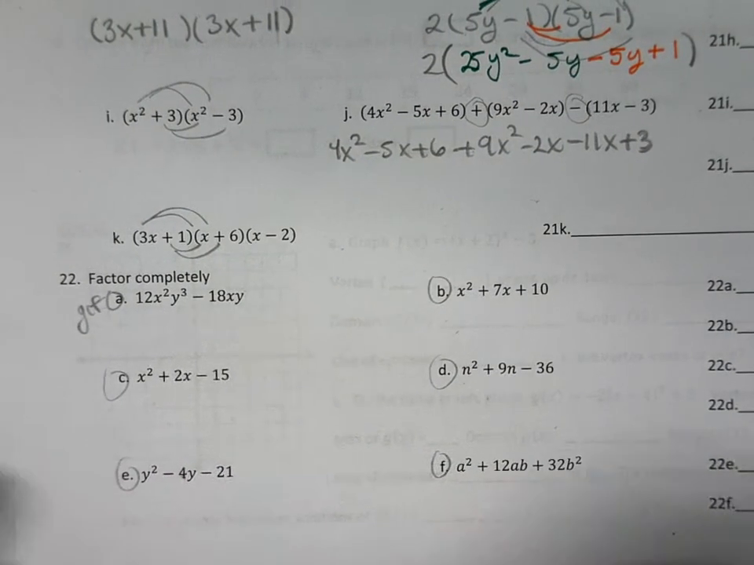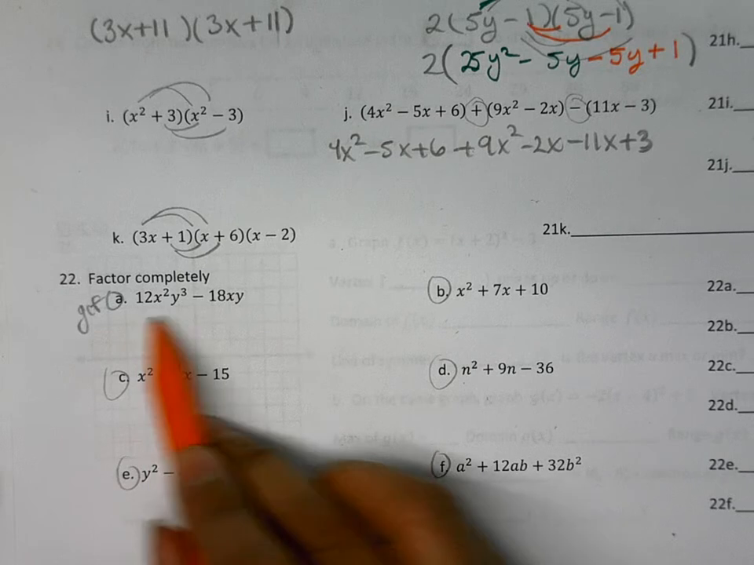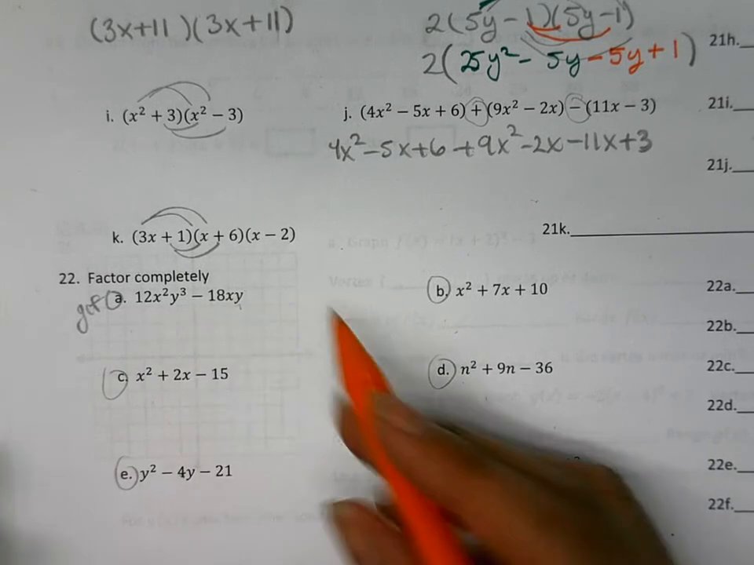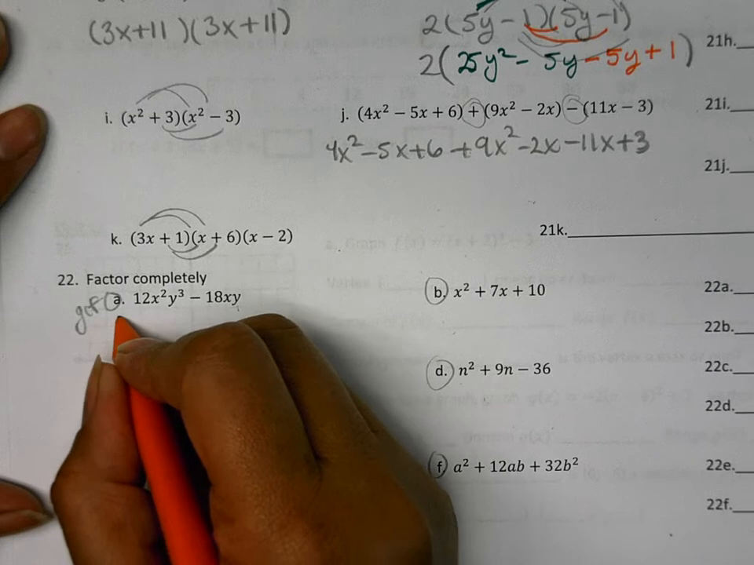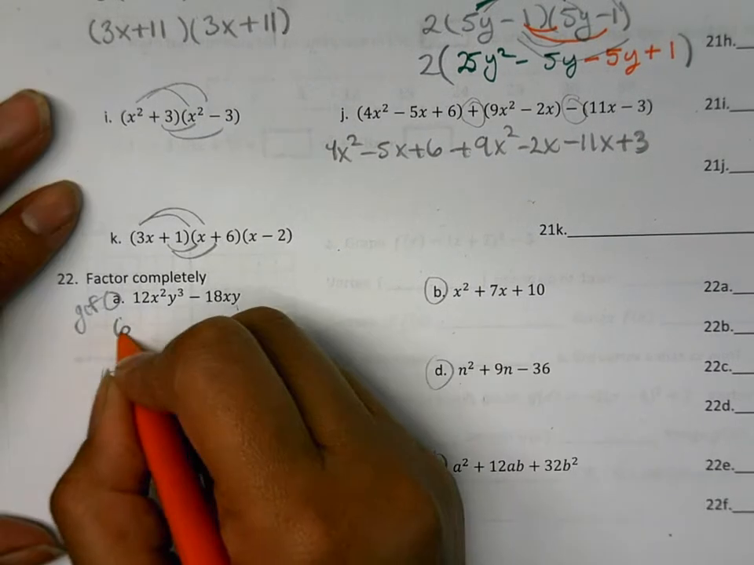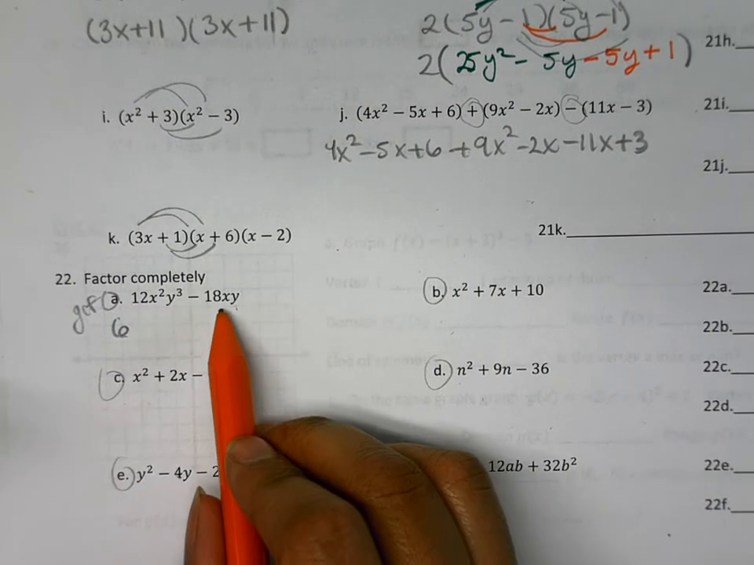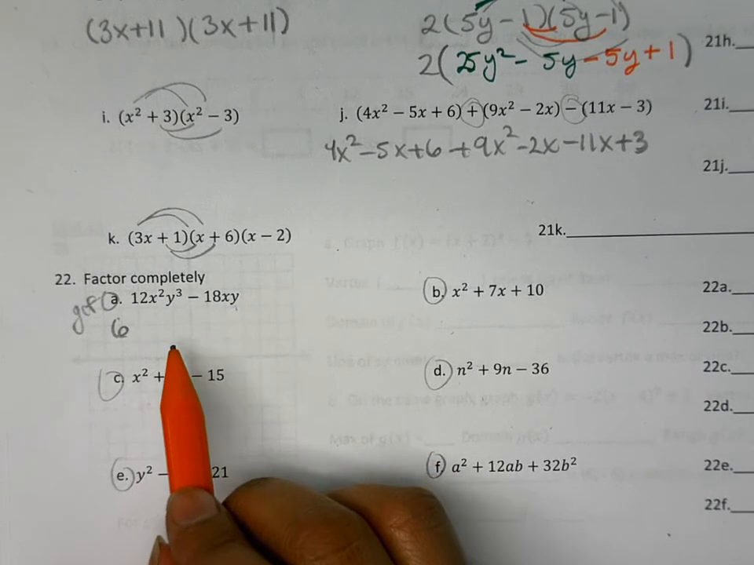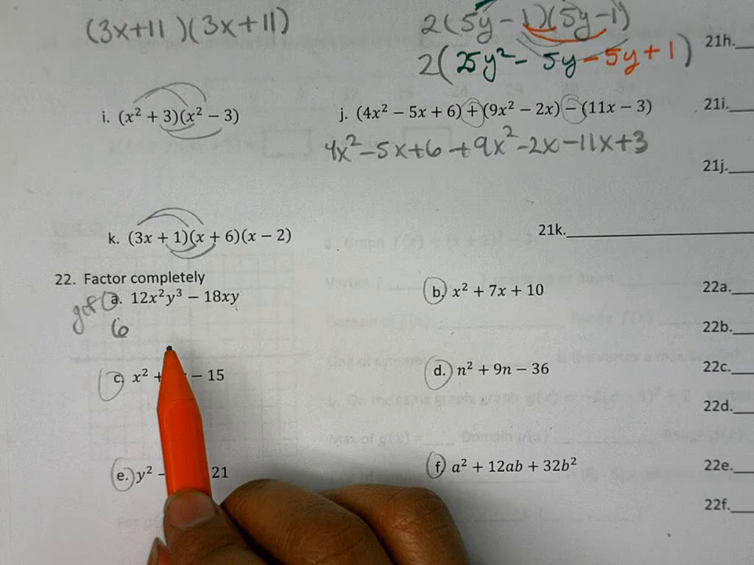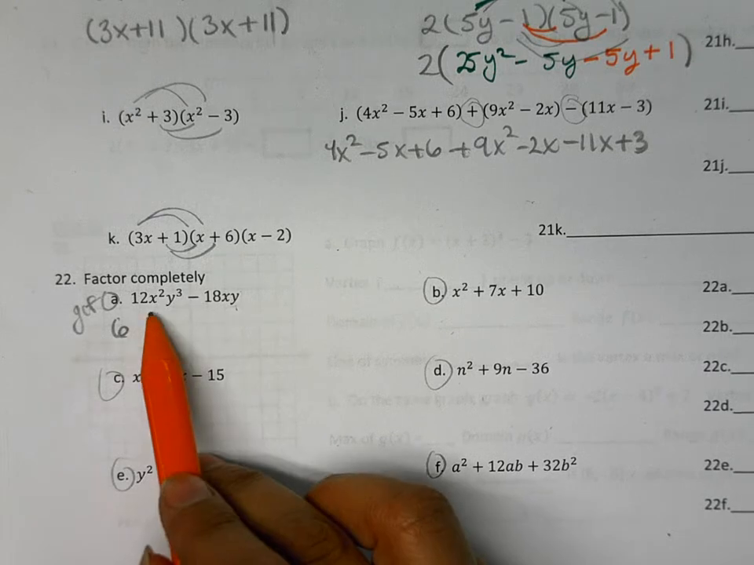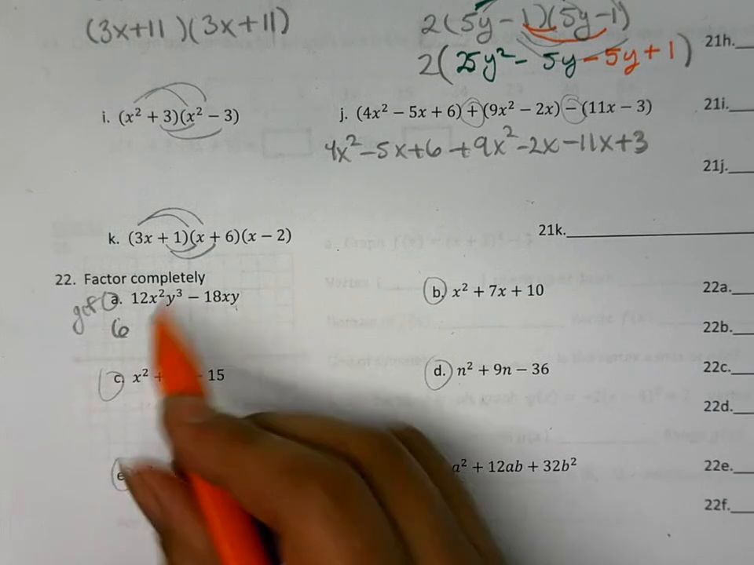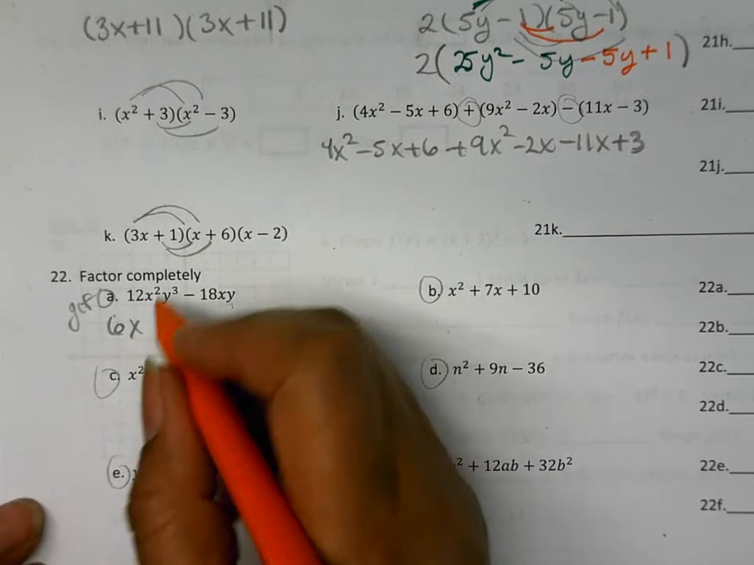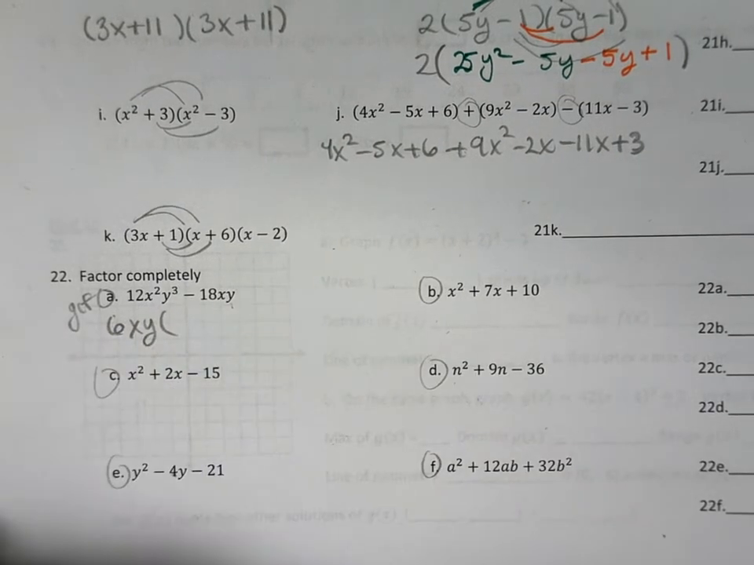Okay, what's your GCF here? What goes into 12 and 18? What's the largest number that goes into 12 and 18? 6. All right, x squared and x. Do you guys remember, do we take the larger one or the smaller one? Do I take out the x squared or the x? X. Thank you for paying attention. Do I take out y cubed or y? Y.